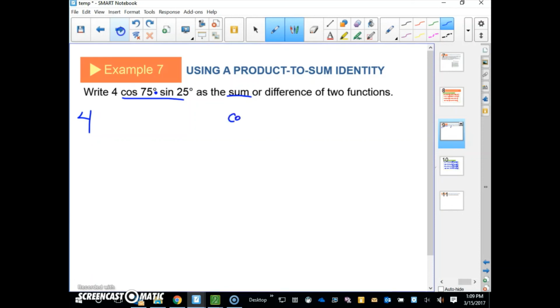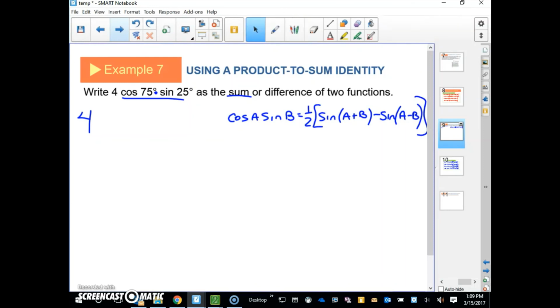Cosine times sine. So you look at one that says cosine A sine B equals 1/2 times the quantity sine A plus B minus sine A minus B. So we would be looking for that expression, and hopefully it's obvious that A is 75 and B is 25. I don't know that you need to write all this down, but if you know that A is 75 and B is 25, then you would recognize that you're just going to add those two numbers together and get 100. You're going to subtract those two numbers and get 50.